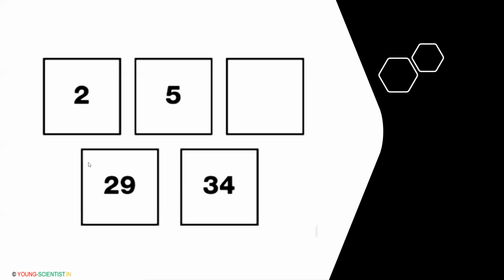So Arvind says that the following number is the difference between the previous numbers. So the third square is 3, because that's the difference between 5 and 2. Then how do you explain 29 and 34? Is there a pattern?